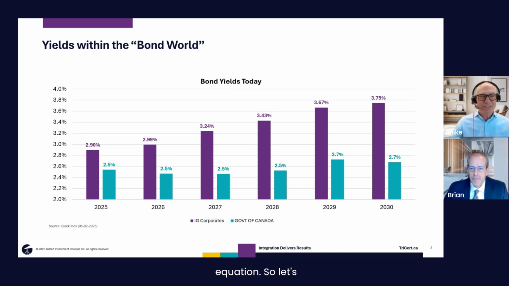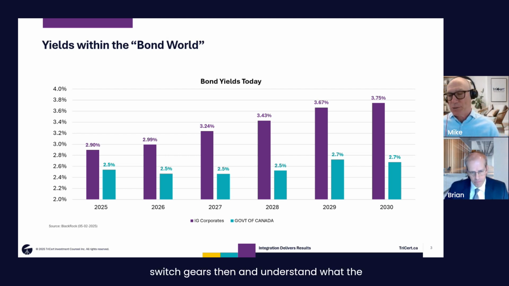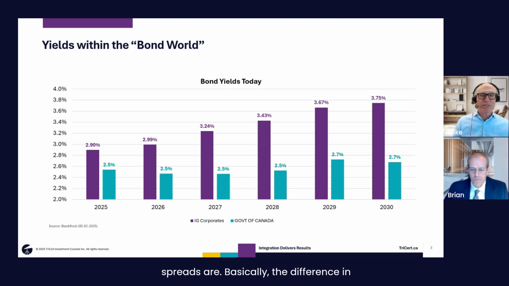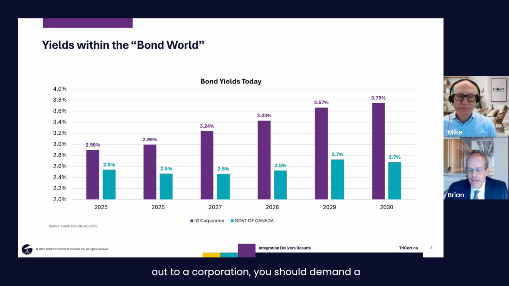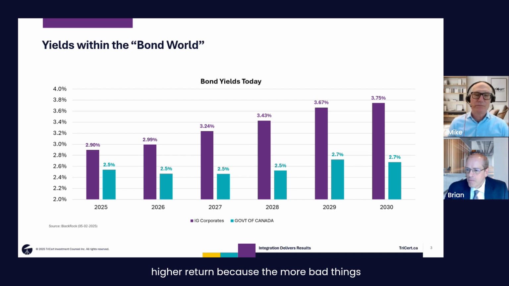So let's switch gears then and understand what the spreads are, basically the difference in yields comparing corporate debt versus government. Yeah. What we see here in terms of corporate versus government is also more normal. For a longer period of time, if you lend your money out to a corporation, you should demand a higher return because more bad things can happen to a company the longer you lend your money out. So it's not unusual to have that upward slope.